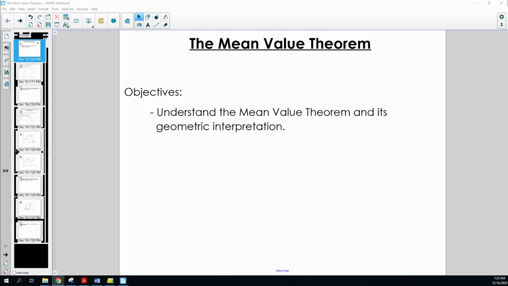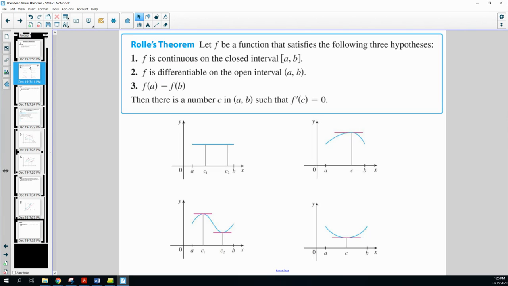In this lesson, we're going to talk about a very important theorem called the mean value theorem. But before we actually get to that theorem, we have to figure out where that came from. So we're going to look at Rolle's theorem.